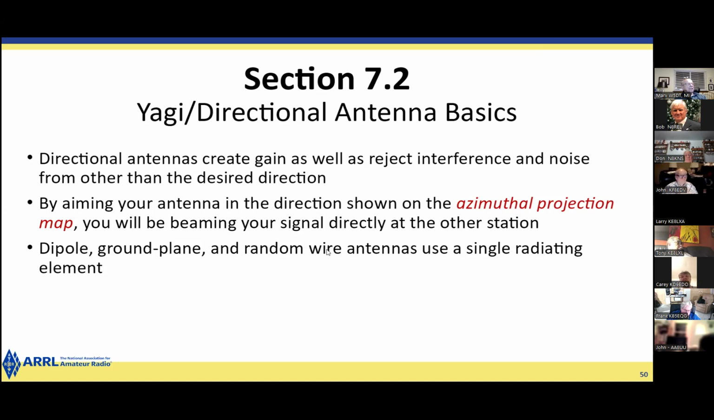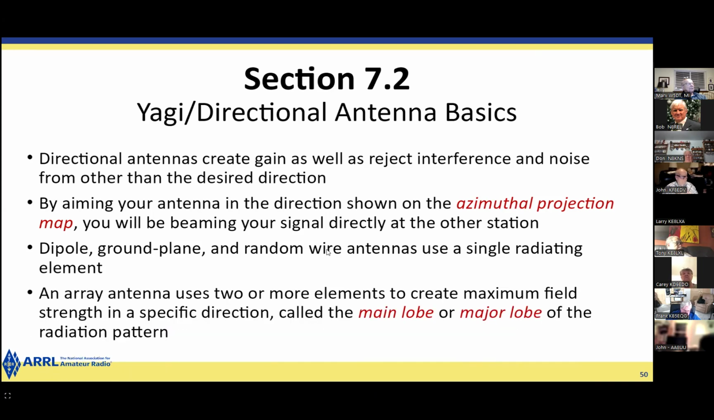Dipoles, ground planes, and random wires use a single radiating element. An array antenna uses two or more elements to create a maximum field strength in a specific direction, called the main lobe or major lobe of the radiation pattern.